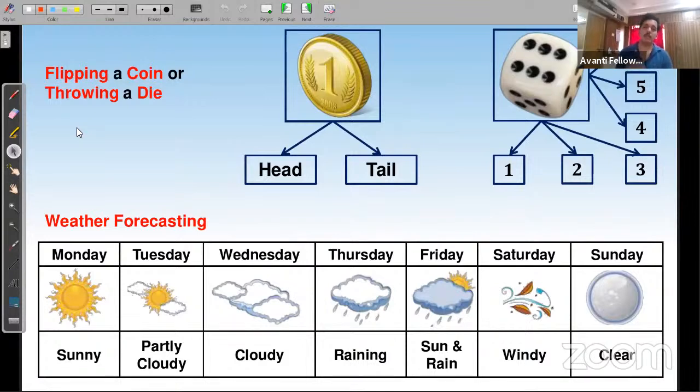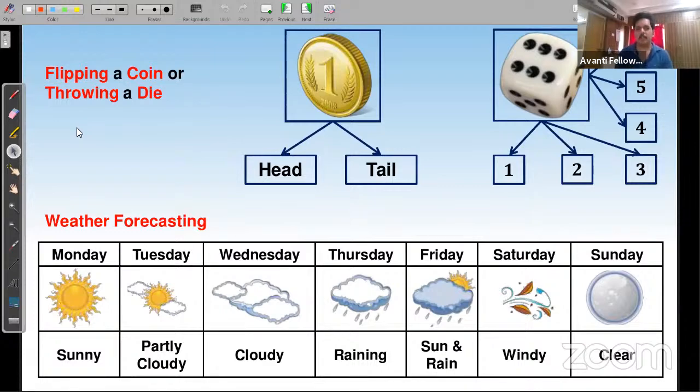Whenever it comes to probability, what are the things that come to our mind? Generally, the questions will be asked on a coin, head or tail, or a pack of cards, right? Coin, dice, and cards. 52 cards are there, right? Spade, ace, club, heart, diamond, spade, club. So these are the three types. Generally, the most used are the coin and the dice. I hope everyone has an idea on coin and dice.